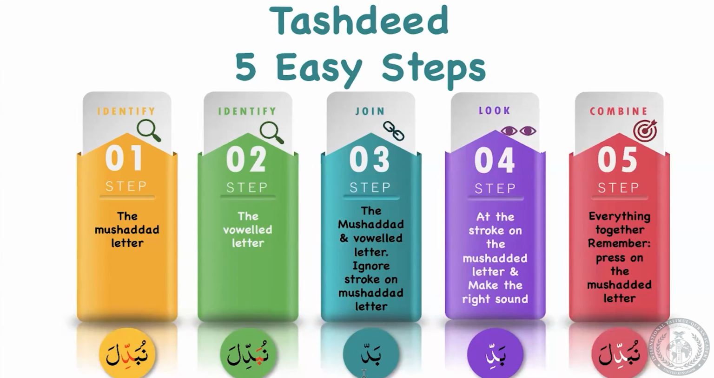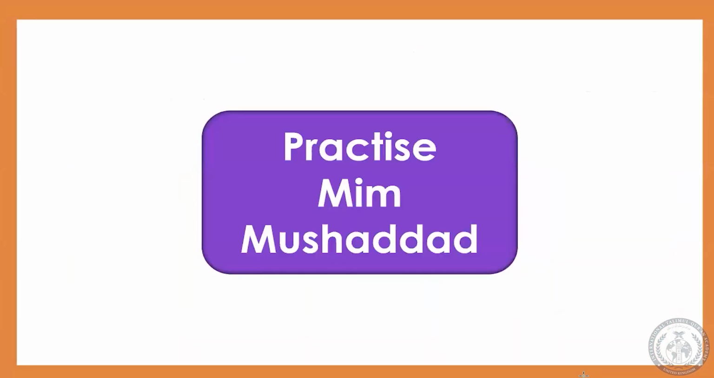And then the final step for the tashdid is to combine everything together, remembering to press down on the mushaddad letter. So we have to join the two sounds that we just made, bad and D. So all together it will be baddi. So this whole word is nubaddila. And we have to really make sure that we press down on the mushaddad letter. Okay, so now let's start focusing on the rule of Ghunnah.